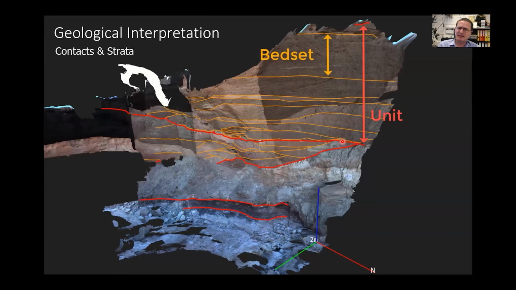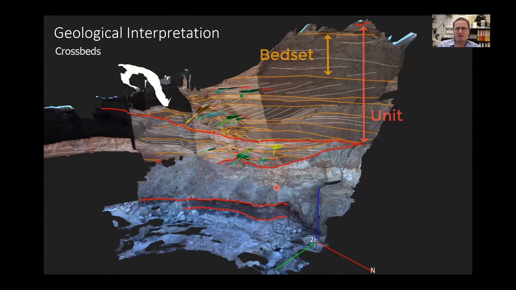And within these so-called units, you have bed sets. So this is sedimentary layering that is happening over very long times. And basically, these are smaller interfaces, not so prominent. And basically, you have a hierarchical subdivision of these rock faces.